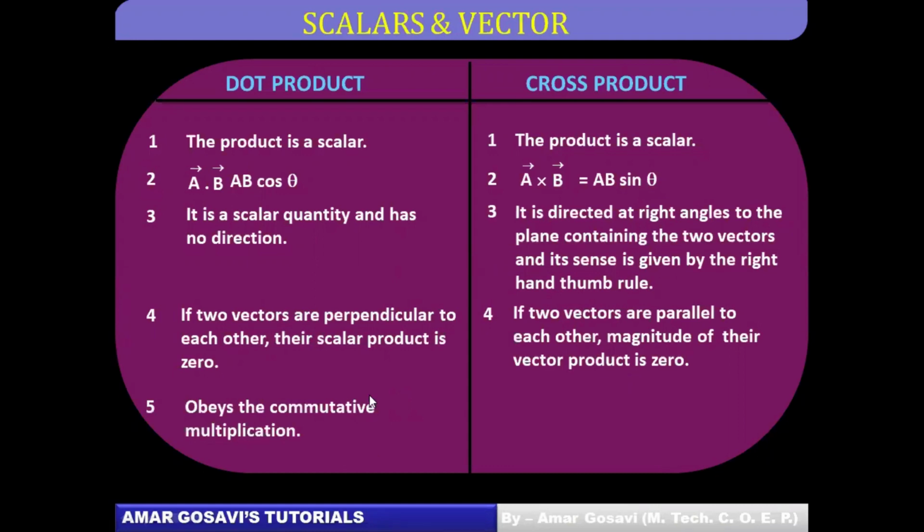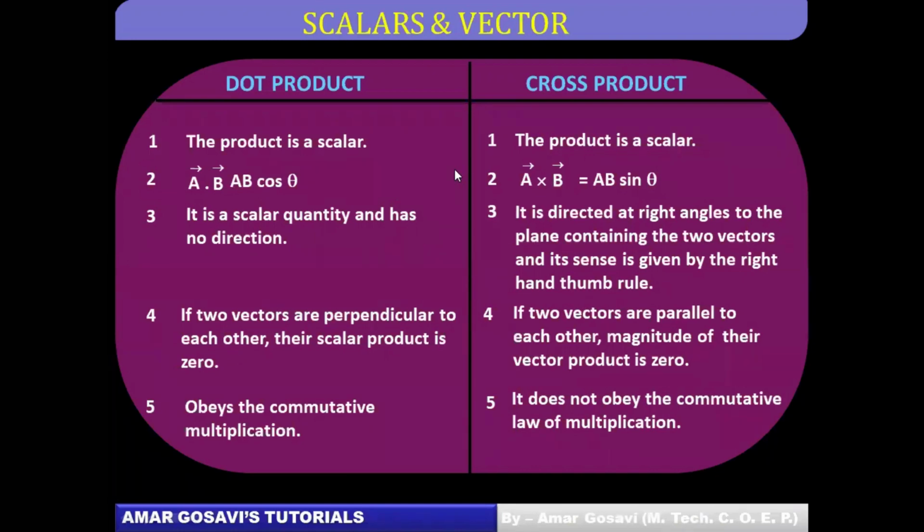Next, the dot product obeys commutative multiplication, but the cross product does not obey commutative multiplication. So in this comparison slide, the only correction is here you're supposed to put an equal to sign, and here instead of scalar it should be vector. Please make a note of it, and then we will move ahead.